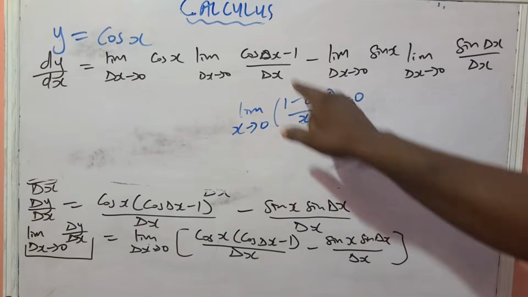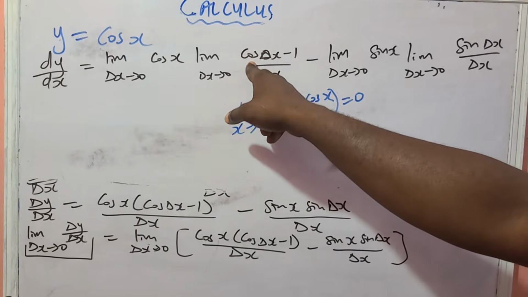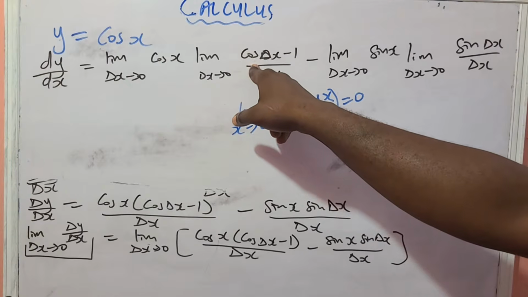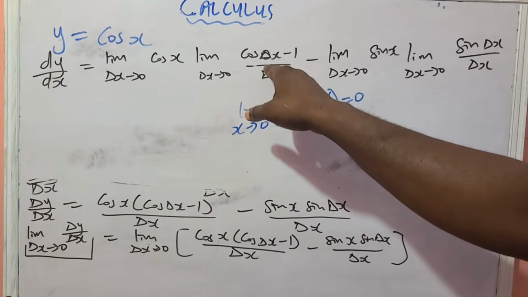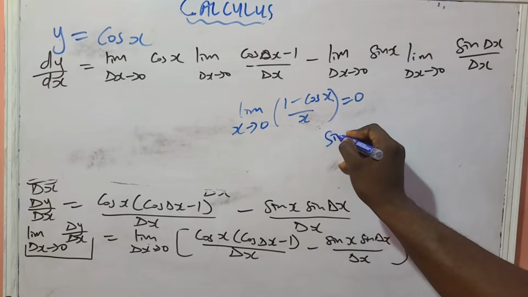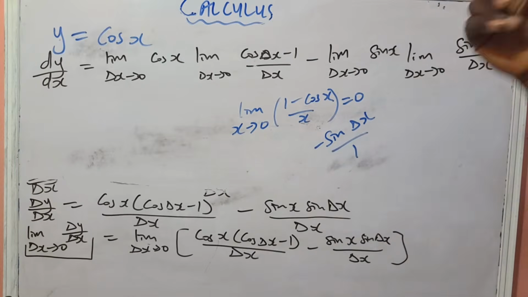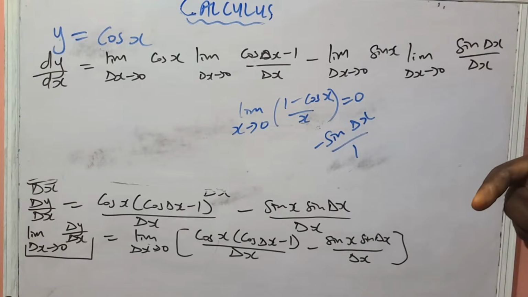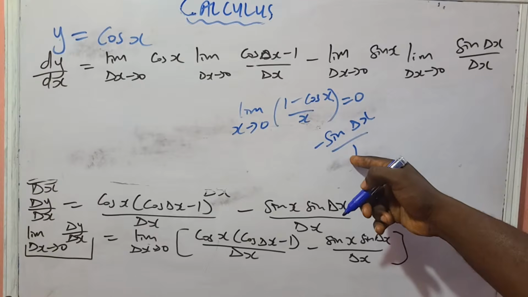But you don't really need to use this, because if you go on to use L'Hopital rule to solve this, you will get minus sine dx over 1. That will be after differentiating. All right. So if you're done differentiating this, exactly.